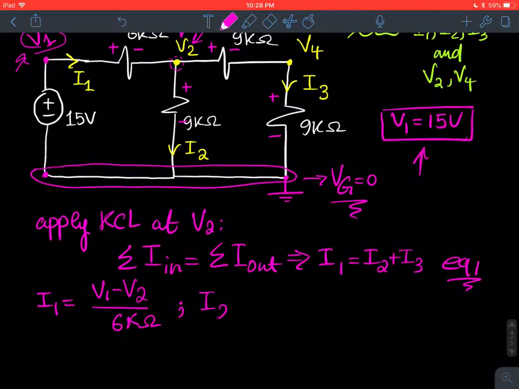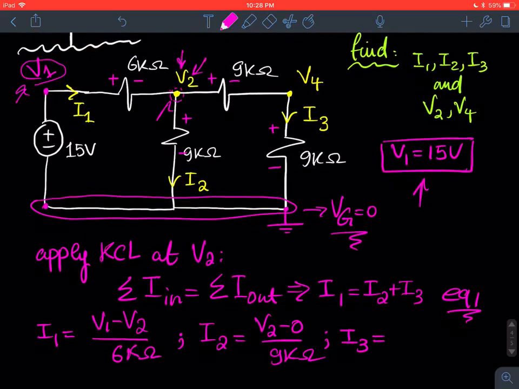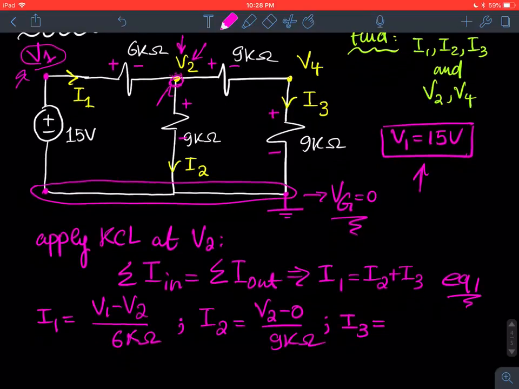And I2 equals, it goes from V2 to ground. So V2 minus 0 over 9 kilo ohms. And then I3 equals, it goes from V2 to ground again. The current doesn't just stop here. Don't let this V4 fool you, okay? It's just, I can name whatever node I want.